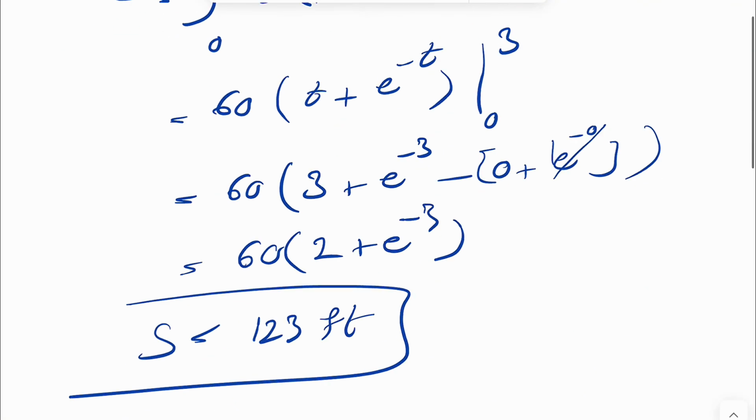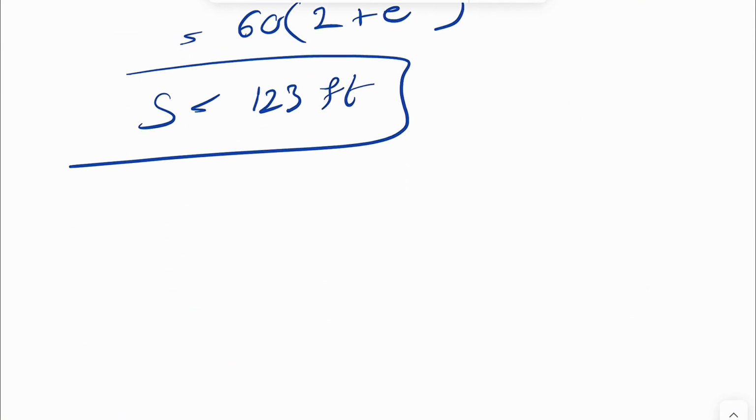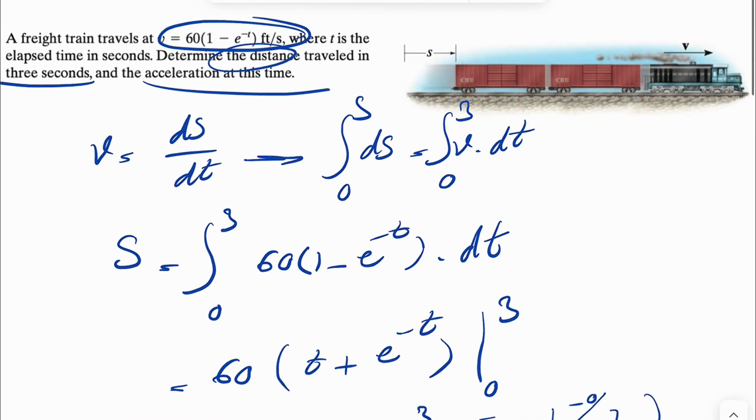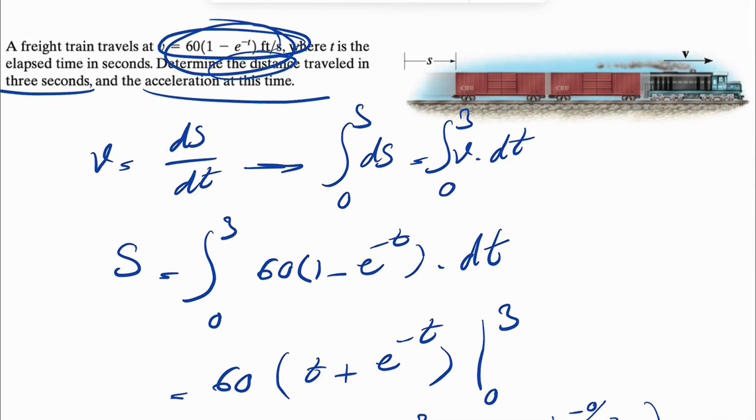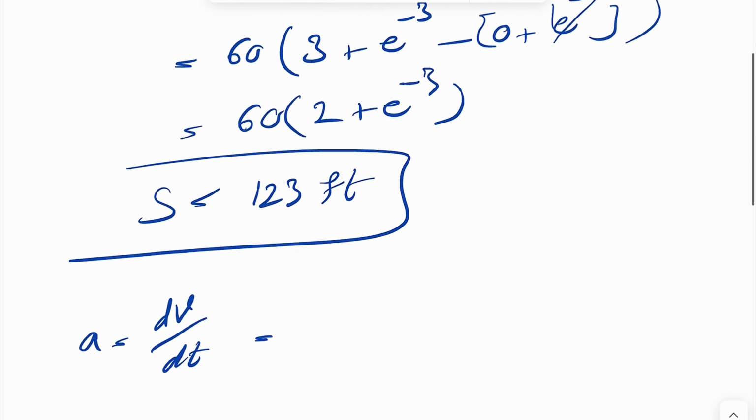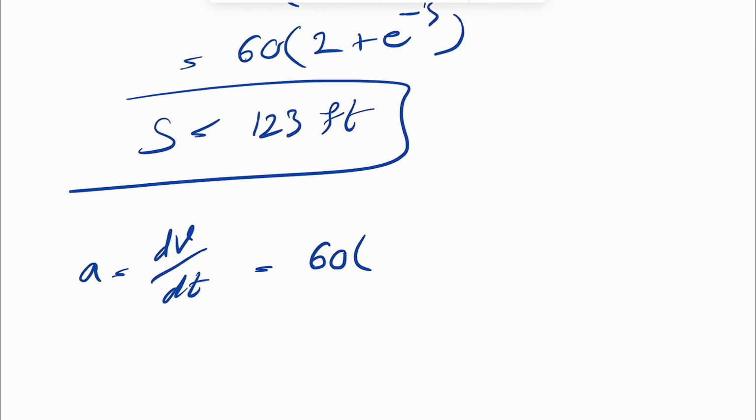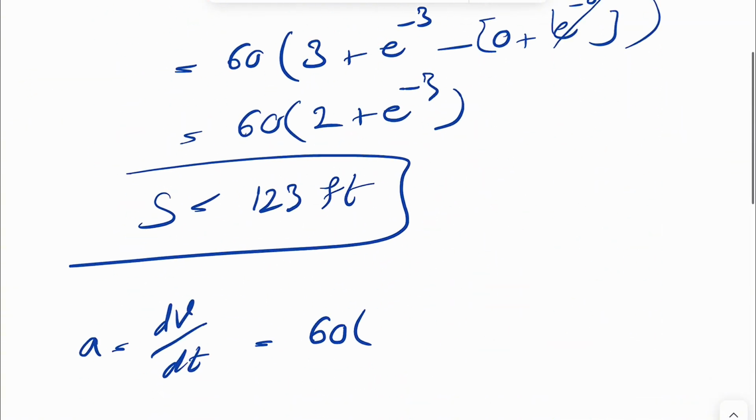So we found the distance. We also have to figure out the acceleration, and acceleration is the derivative of the velocity with respect to time. Basically we have the derivative of v, which is this formula that we have. Again, we can take the 6 out as our constant. The derivative of 1 with respect to t is 0, and the derivative of negative e to the minus t would be plus e to the negative t.